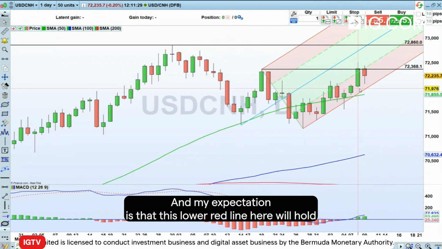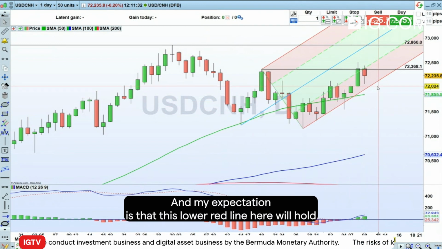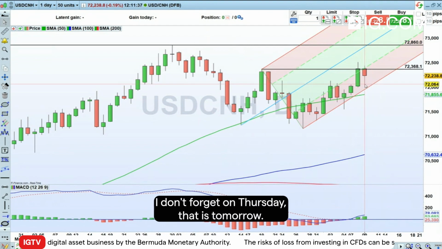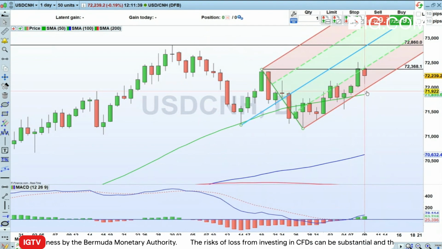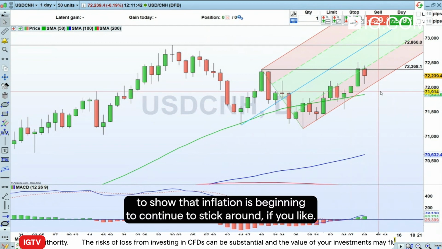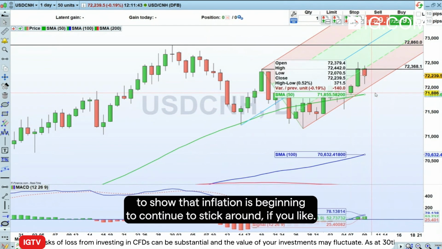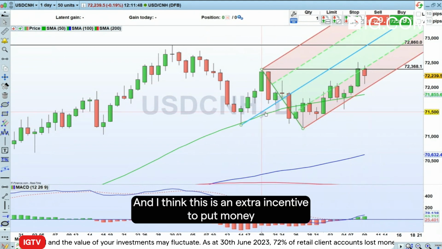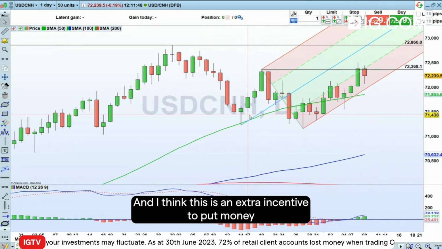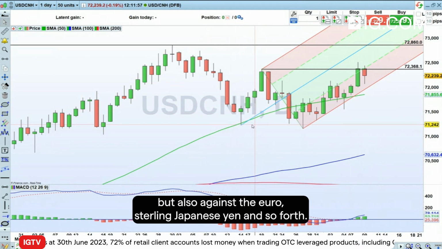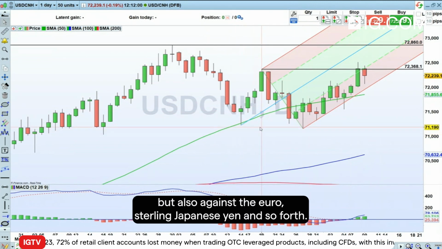And my expectation is that this lower red line here will hold and we'll see a continuation of these higher highs in place. And don't forget, on Thursday, that is tomorrow, we have some all-important US inflation data. Now, I'm widely expecting that to show that inflation is continuing to stick around, if you like. We had that drop in the June number, but I think July is going to show that it continues to stick around. And I think this is an extra incentive to put money back into the US dollar, not just against the CNH, but also against the euro, sterling, Japanese yen, and so forth.